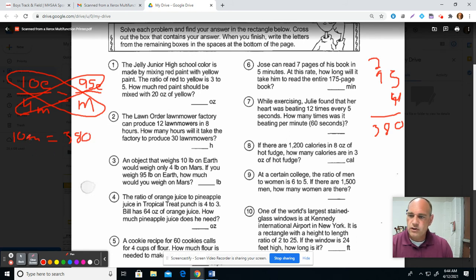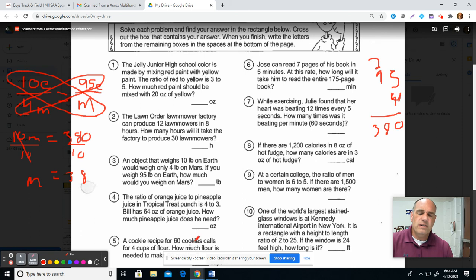I have a multiplication equation. I undo that by dividing, and we always divide by the number attached to the letter. So when I do this math now, 10 divided by 10 is 1M. 380 divided by 10, if you can't do that in your head, then you should be doing some long division. That's going to be 38. So I know that 95 Earth pounds is going to be 38 pounds on Mars.